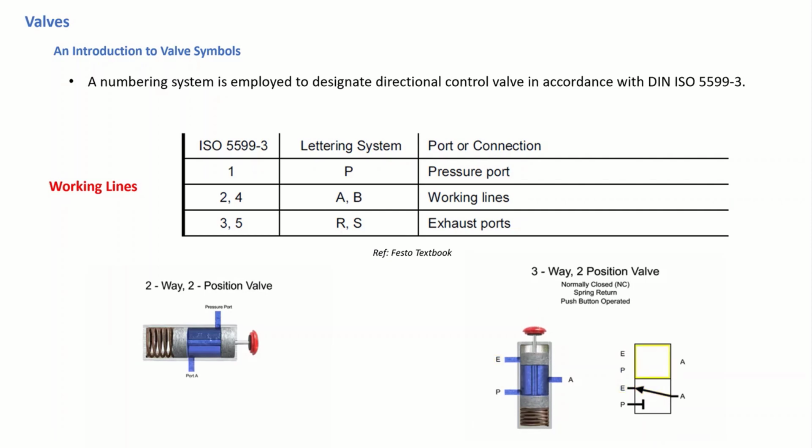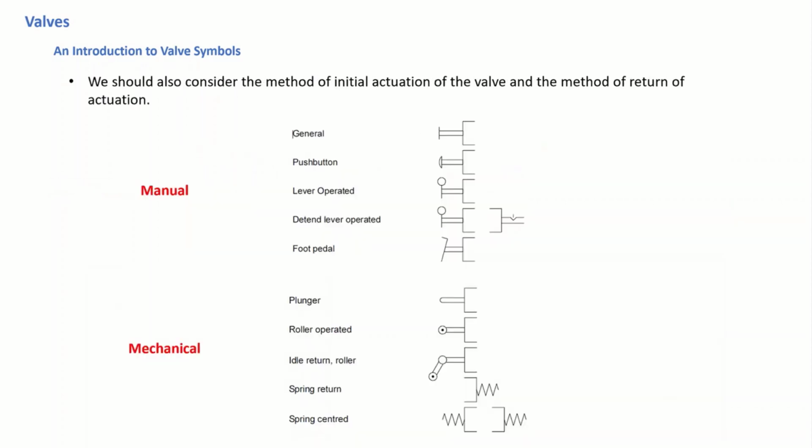once we push this button, the air can pass through this pressure to working port, and from there we have the system working, right? And if we bring this to the initial position, what will happen is the air should pass through the exhaust. So that is a normally closed, spring return, as you can see in here, push button operated directional control valve. Okay, let's look at the rest of the symbols that we have.